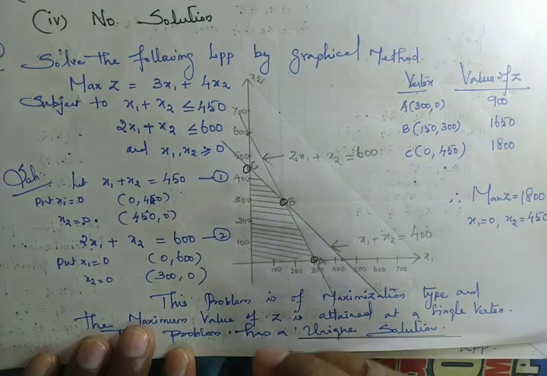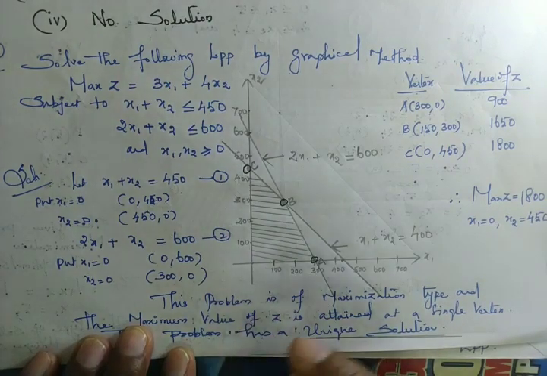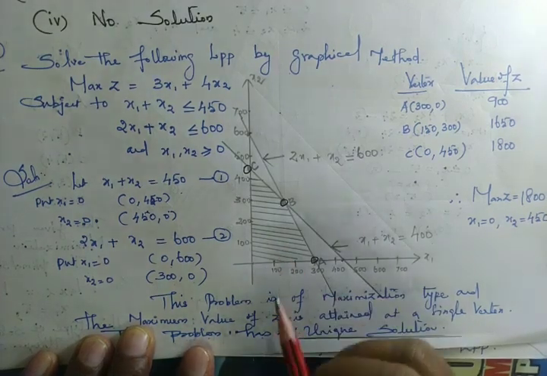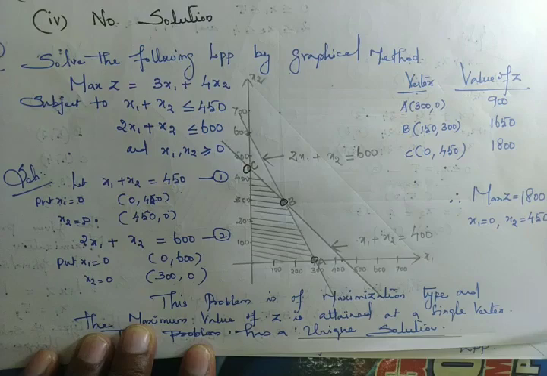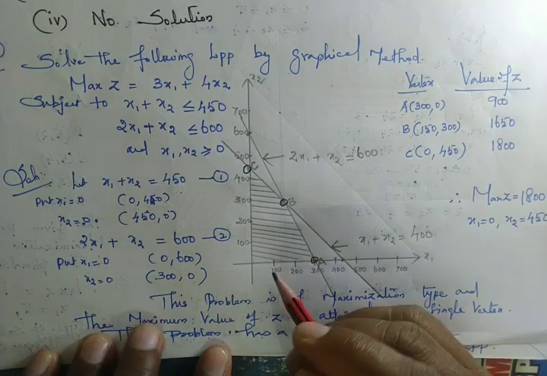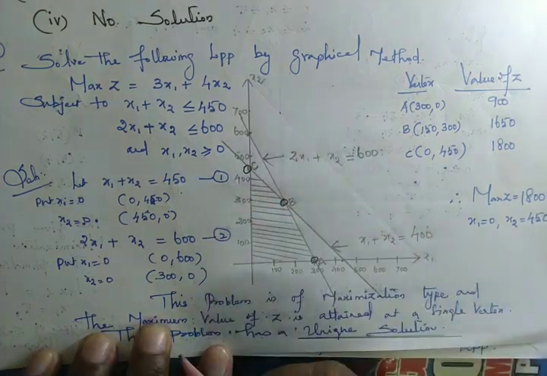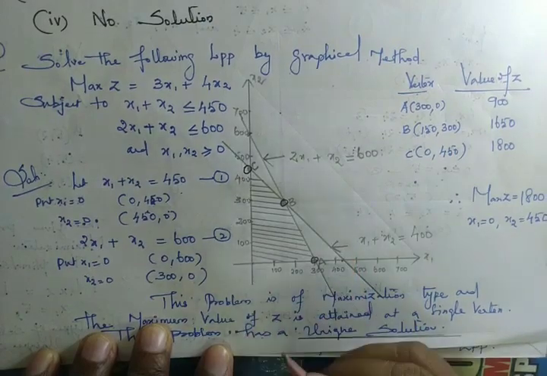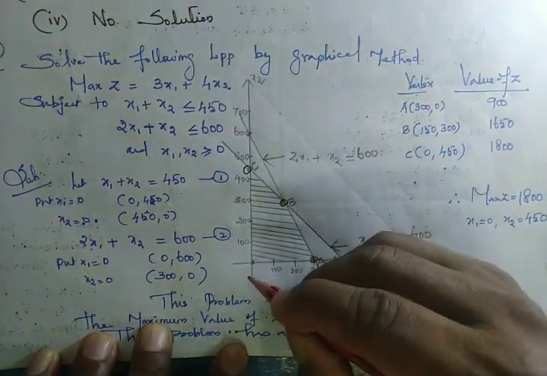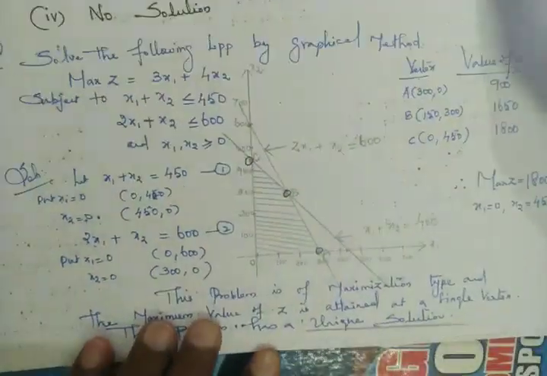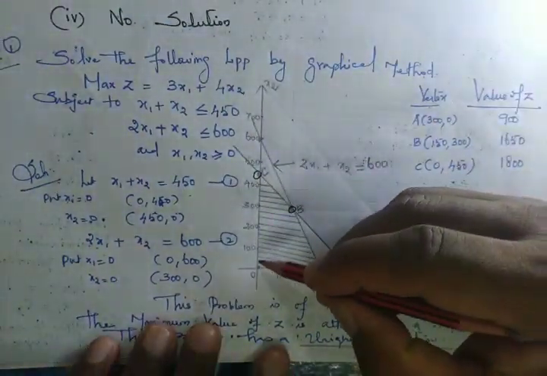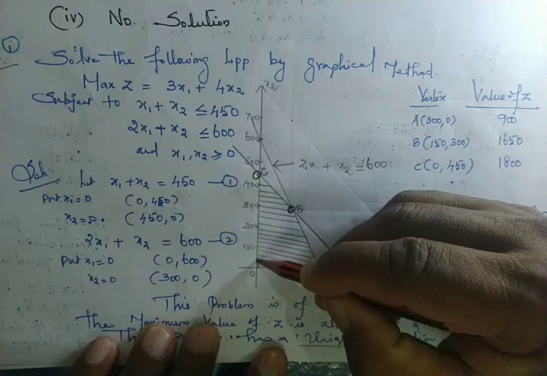That region is what we call the feasible region, solution space, convex region, or permissible region. After plotting the points, we have to find the boundary of the given LPP. Now we start from the point 0 comma 0. So how do we define the region? We start from this line.